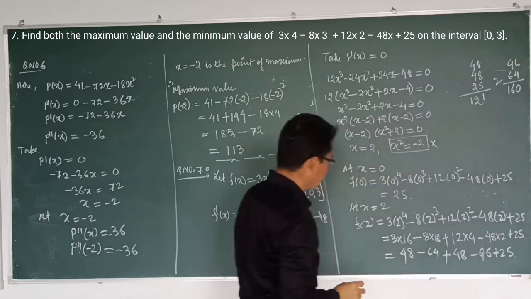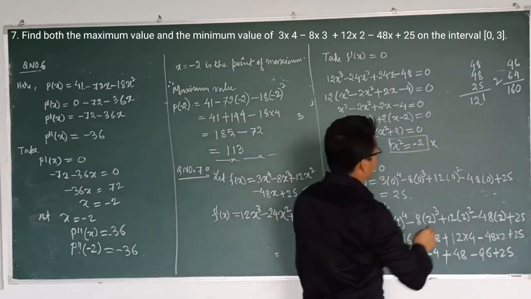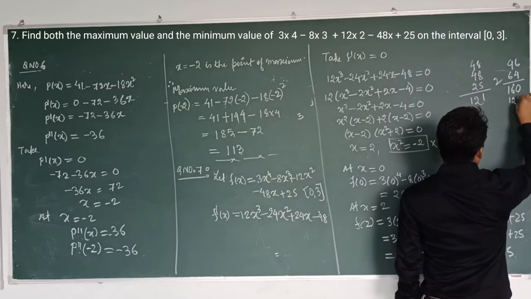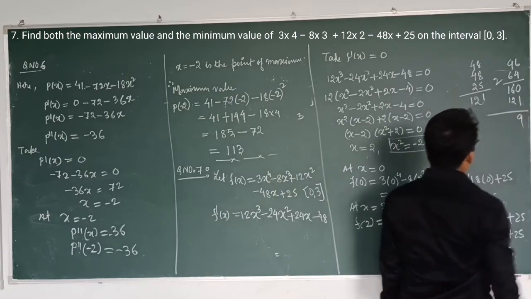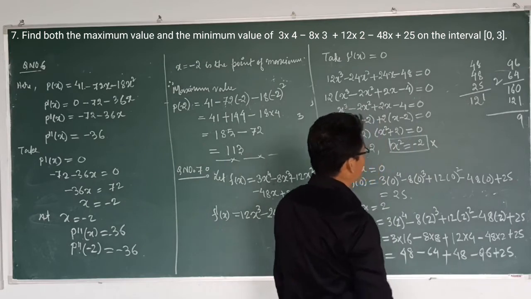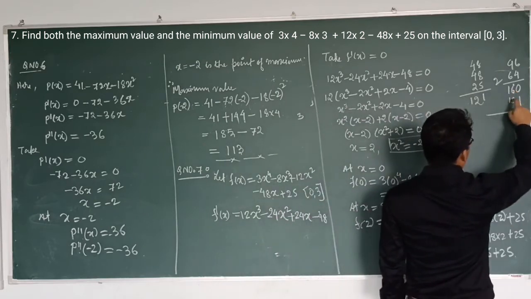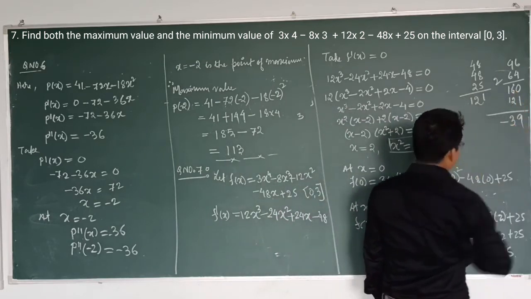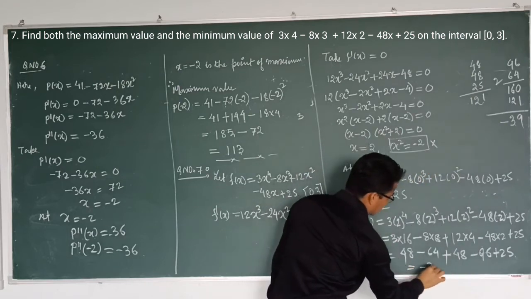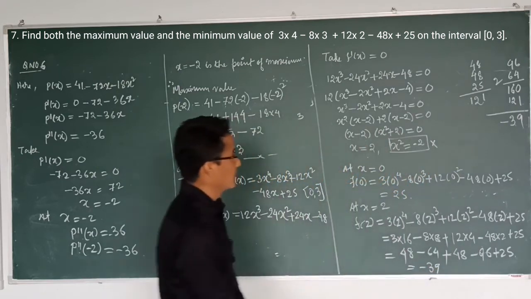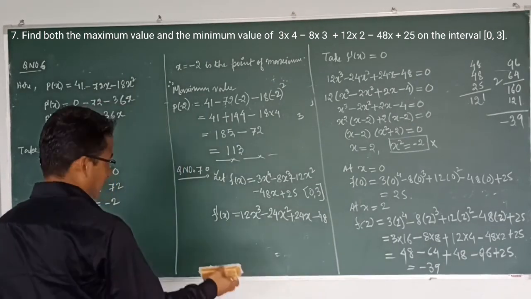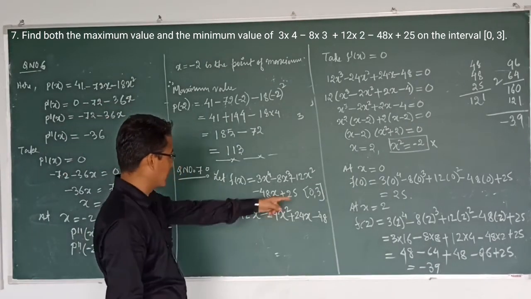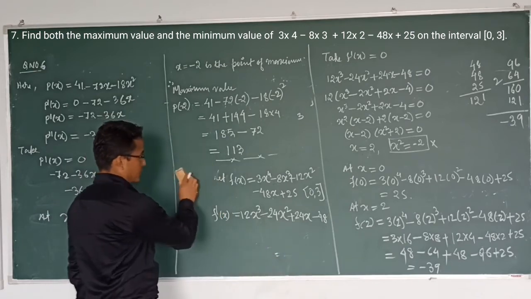So what value do we get? Our value is 1, 2, 1. Then this is 9. Okay, 10 minus 1, 9. 5 minus 2, 3. Minus 39. Okay, minus 39 we will get. So after that we go for 3. Okay, the calculation is quite long.